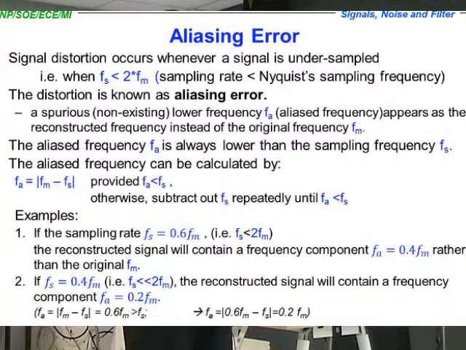Signal distortion occurs whenever the signal is undersampled, and the error is known as aliasing error, which we depict as Fa, or alias frequency. And the alias frequency can be calculated by this formula: Fa equals the modulus, in other words, the absolute value of Fm minus Fs.